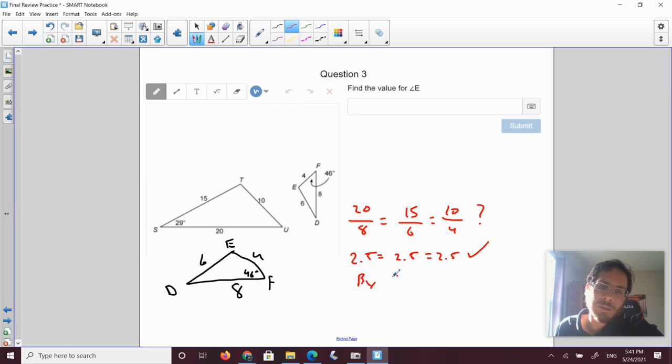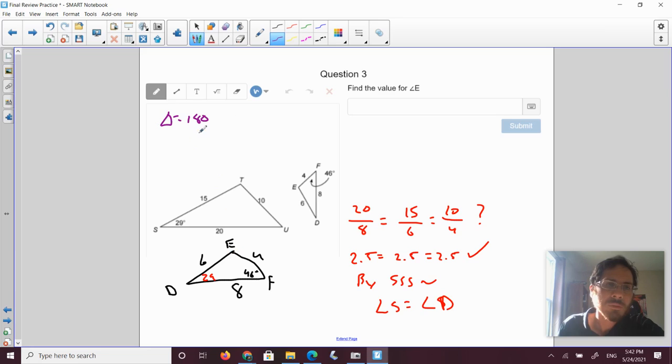So by SSS similarity, we can start to put in some of our other angles. We know that angle S has to be the same as angle, not S, but angle D. So we can say that this has to now be 29. And since our triangle is equal to 180, we can figure out what angle E is going to be. So 180 degrees is equal to 29 plus 46 plus angle E. So 29 plus 46 is 75, which means that 105 has to equal angle E. So we get 105 degrees.